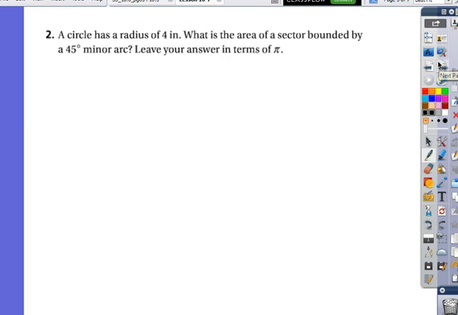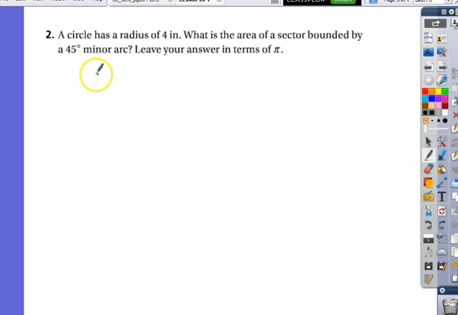All right, why don't you try it? You've got a circle of a radius 4 and a 45-degree minor arc. I want you to leave your answer in terms of pi. So hopefully when discovering what the area of the sector is, and this is very important, you have to know how to do the sector stuff. You're going to take the arc measure over 360. In this case, the arc measure is what?